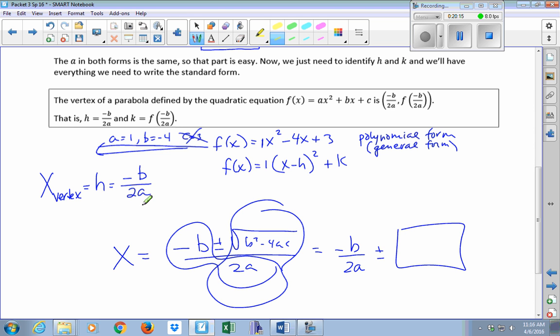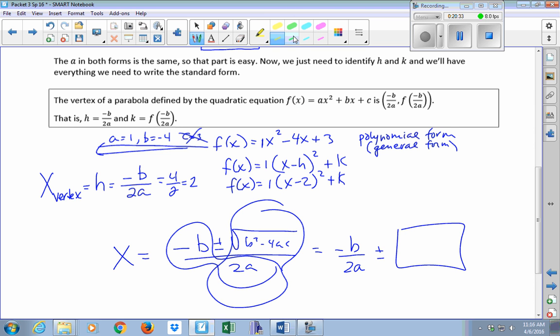So let's find the vertex. Let's find h here from this polynomial form. The opposite of b is 4, and 2a is 2, so it's a 2. So immediately I can go in here and put a 2 in for h. And now I just have to figure out k.